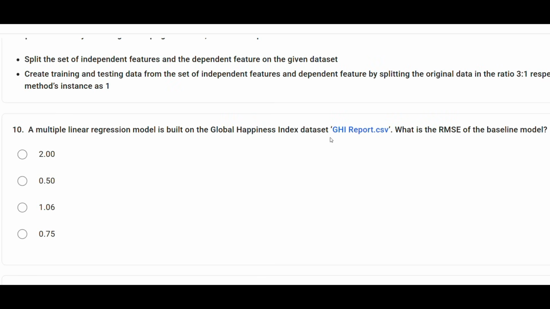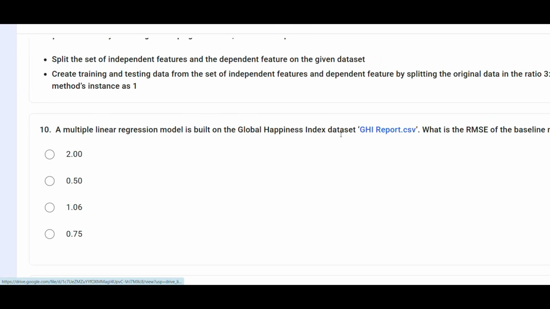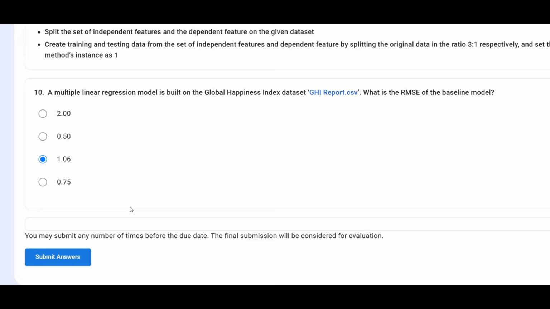A multilinear regression model is built on the Global Happiness Index dataset, GHI report.csv. So what is the RMSE of the baseline model? So RMSE will be around 1.06 after solving.